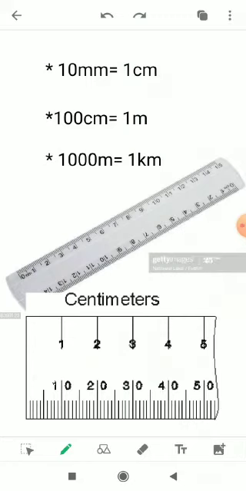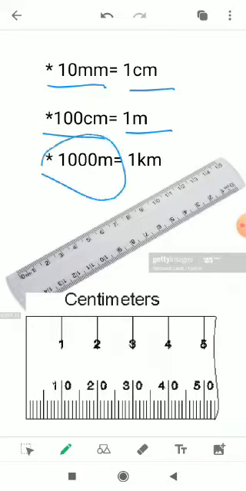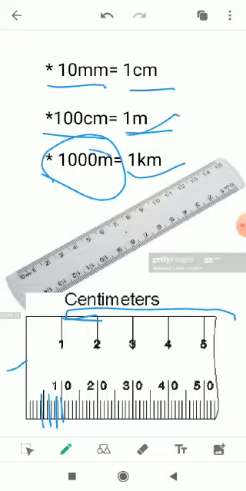So here we can see the relationship between these different units. 10 millimeters combined form 1 centimeter. When 100 centimeters combine, they form 1 meter, and 1000 meters combined form 1 kilometer. We can see this in this picture also. Here the smaller divisions are 1 millimeter, and when 10 smaller divisions combine, they form 1 centimeter. When 100 centimeters combine, they form 1 meter, and when 1000 meters combine, they form 1 kilometer.